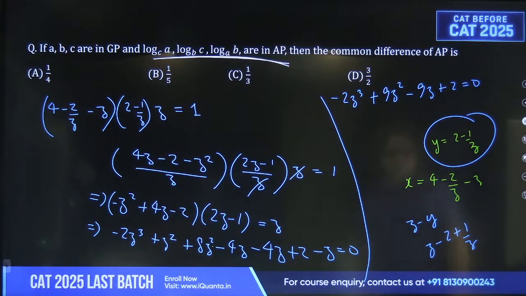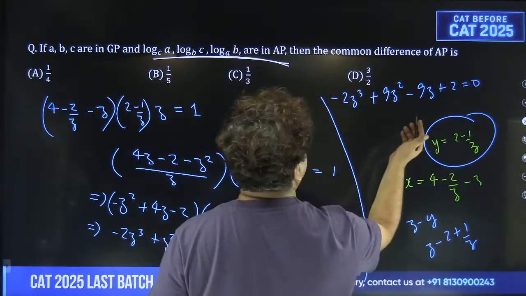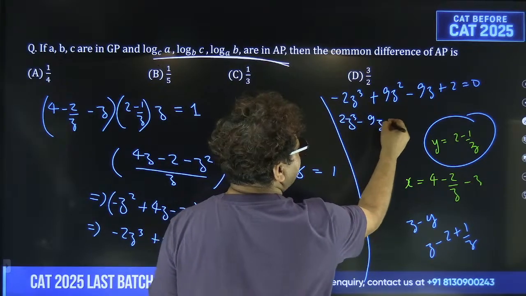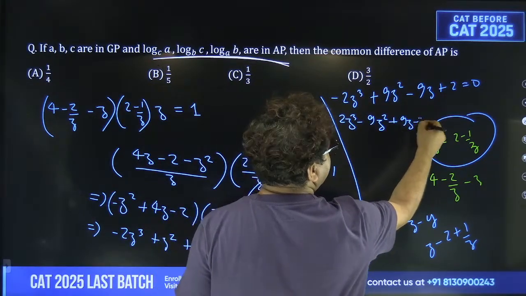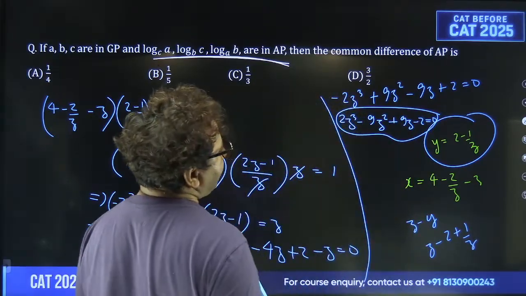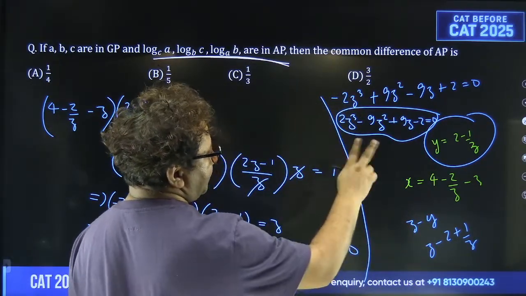Loads of calculation. We have to find it out. This is what we have to find. Okay, 2 minus 2, 9. Multiply this by minus 1: 2z cube minus 9z square plus 9z minus 2 is equal to 0. Okay.